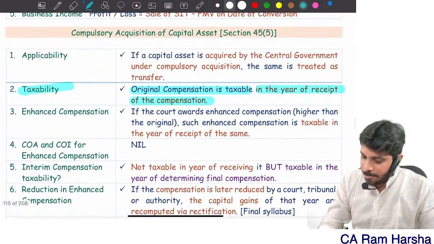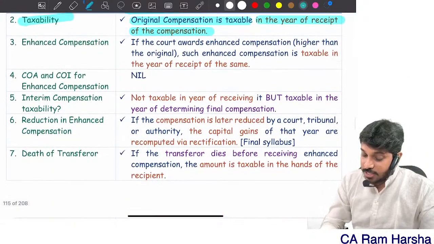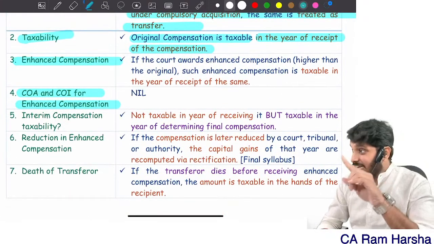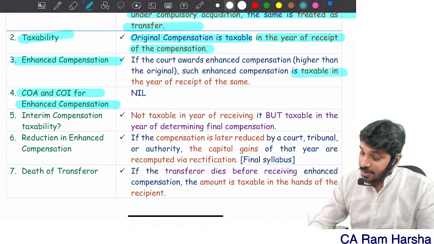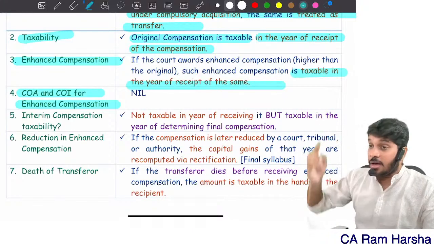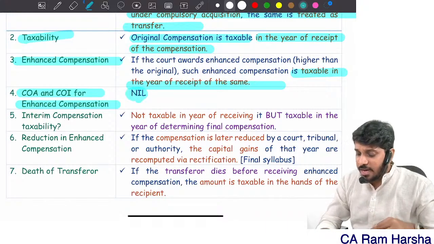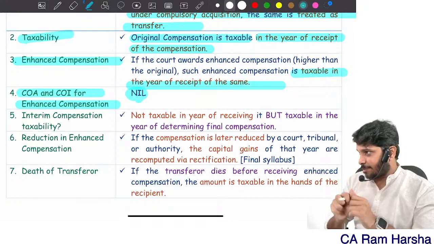The applicability is when a capital asset is acquired by the central government under compulsory acquisition. What is the cost of acquisition? Sometimes you also receive enhanced compensation. Enhanced compensation is separately taxable at the time when it is separately received. For that, what is the cost of acquisition and improvement? Straight away nil. Yes or no?